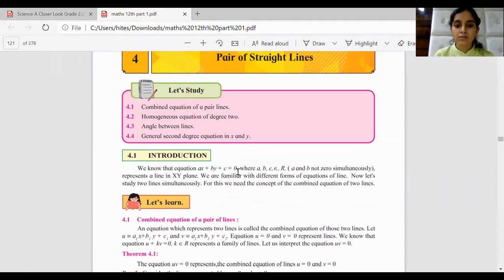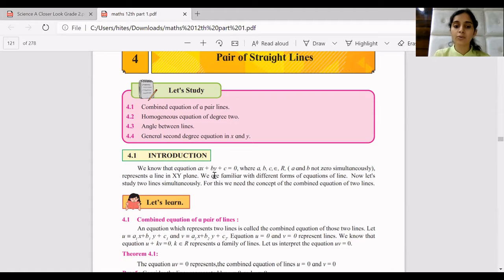So we had the equation ax plus by plus c equal to 0, remember, where a, b, c are constants, not 0 simultaneously, representing a line in the xy plane. We've done forms like y is equal to mx plus c. We've done forms like y minus y1 is equal to m into x minus x1. So that is also an equation of a line, right? When you don't have the c part of it, that is y is equal to mx, then those lines pass through the origin.